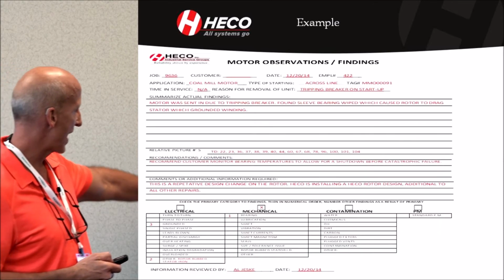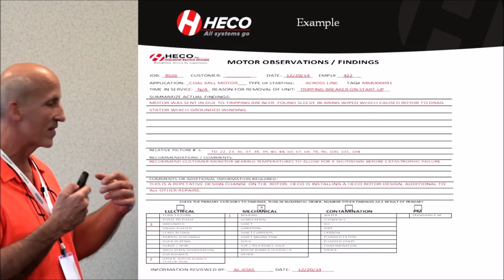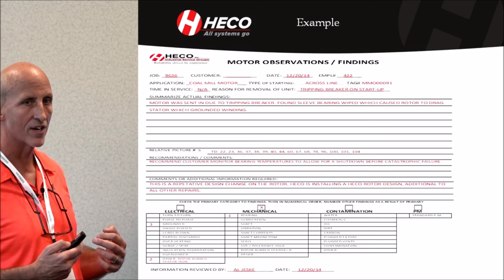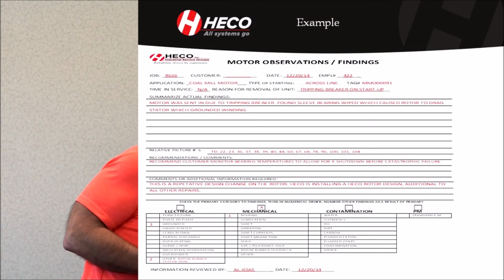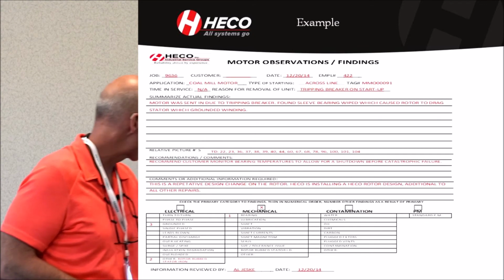This is one actually filled out. And so what we try to do is we try to identify the primary failure, in this case a bearing, so that's number 1. So it's a mechanical failure, that's checked.